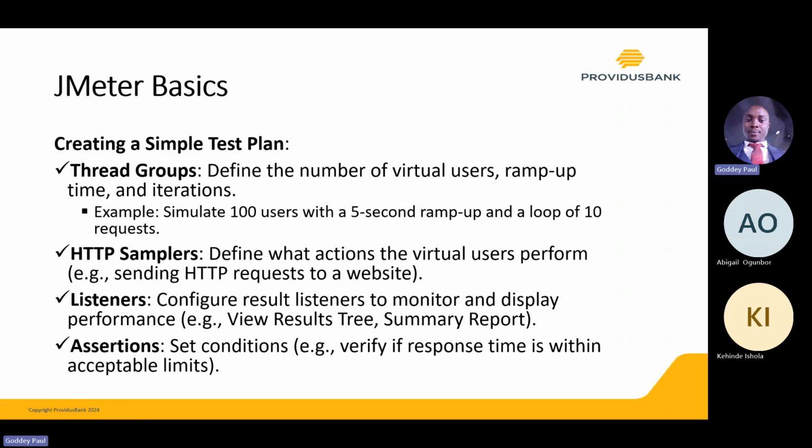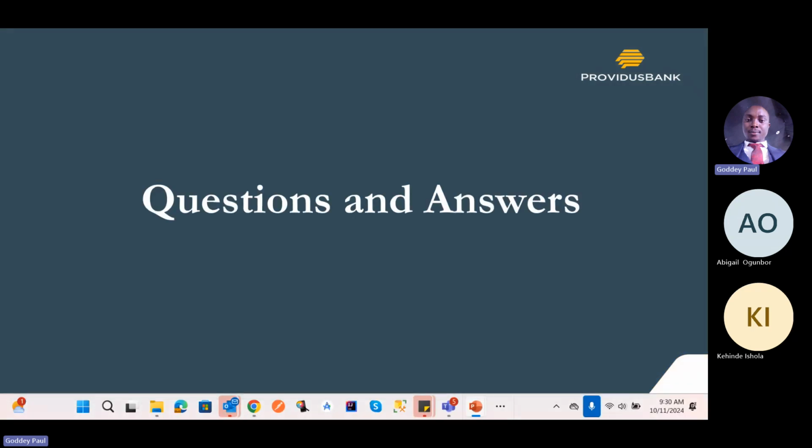Then we also have listeners. It's with these listeners that JMeter configures what results will be monitored or displayed by the test. It's more or less like reports. We're going to see all these things. Then we have the assertions. The assertion is used to set a condition for verifying when the response matches the expected response.